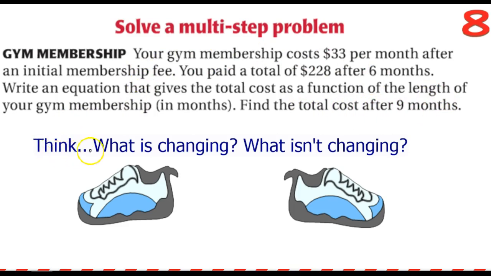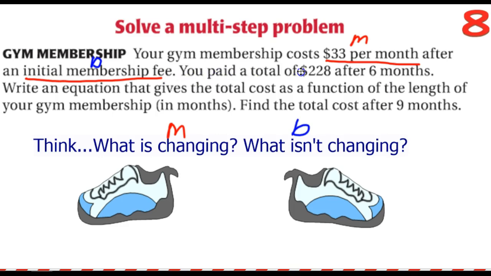Well, first of all, we need to think, what is changing? What isn't changing? Well, usually what does change is our m. So what is changing in this problem is our cost is going to be $33 per month. Depending on how many months we have, that would change. It would be more money for more months. What isn't changing is that we have to always pay an initial membership fee. So our b is the initial membership fee.